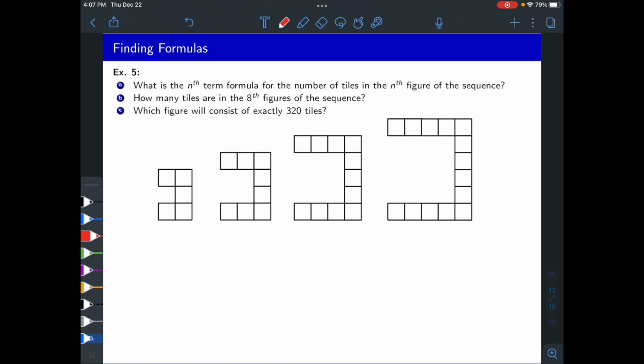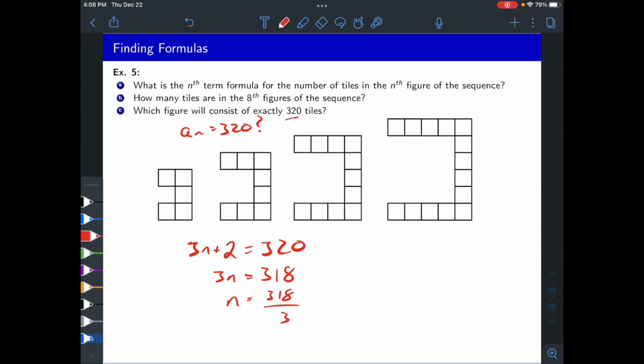I could then ask which figure will consist of exactly 320 tiles. I don't necessarily know if there is going to be a figure with 320 tiles. But if we did, we would be asking when a sub n is equal to 320. So a sub n is equal to 3n plus 2, so we set that equal to 320. And then we solve for n. So 3n is equal to 320 minus 2, so 318. And then n would be equal to 318 divided by 3.